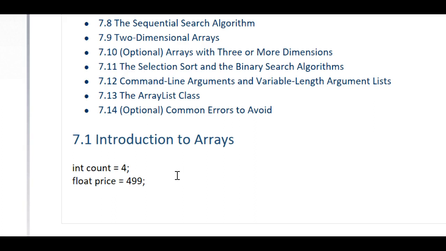The parts of an array. To make an array, you'll need the data type, then the name of the array, then the size of the array, so how many variables it's going to hold, in brackets. So the format is data type, array name, and then size of the array in brackets, like these square brackets.